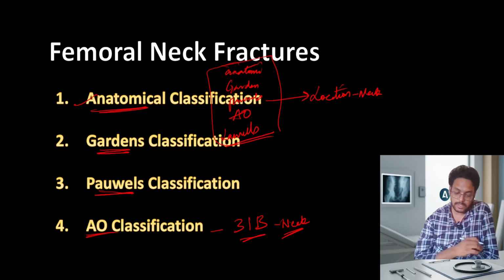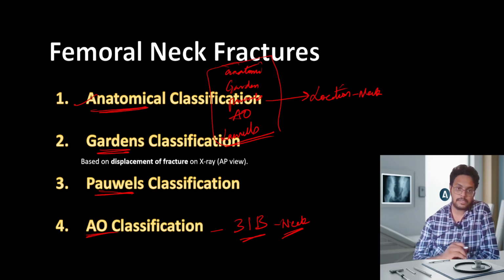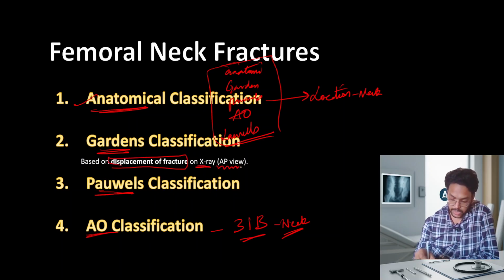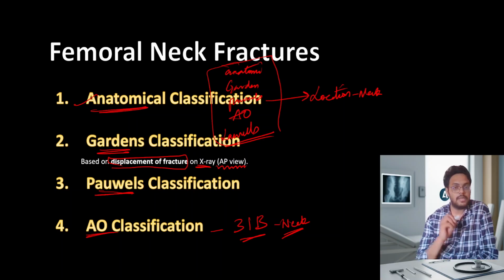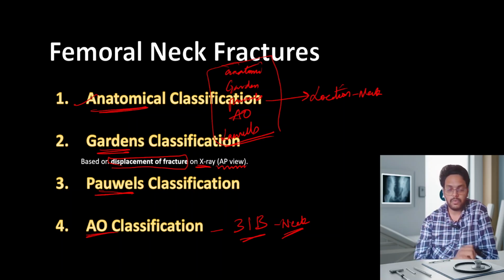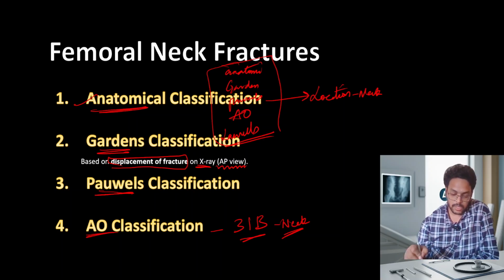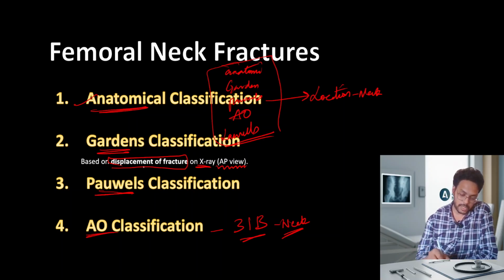Gordon's, what is it based on? Gordon's is based on displacement of the fracture on the X-ray in only AP view. The flaw in Gordon's classification is he considers only the AP view of the X-ray. So he considers the displacement of the fracture fragments.